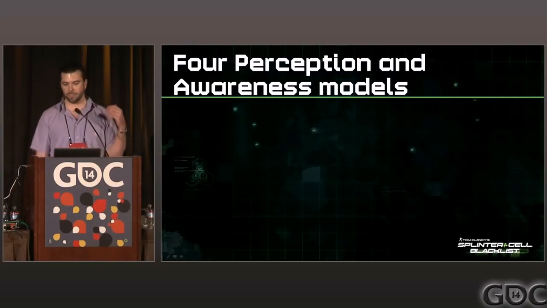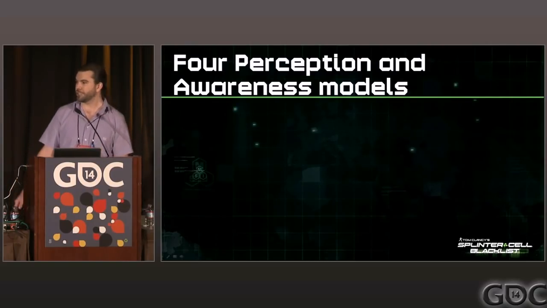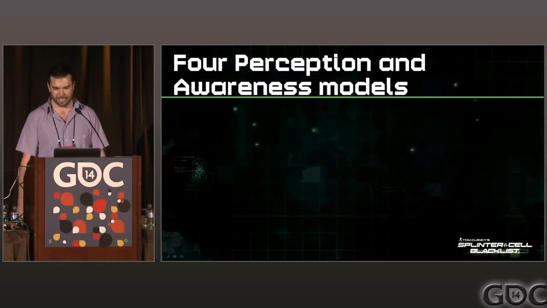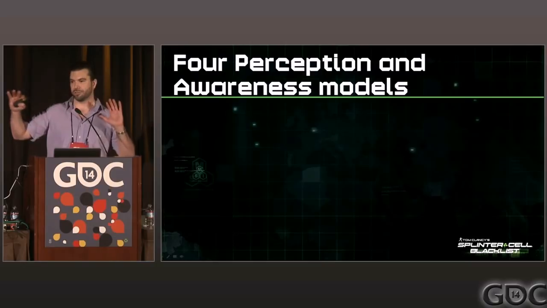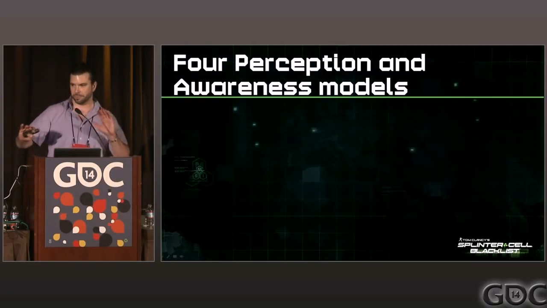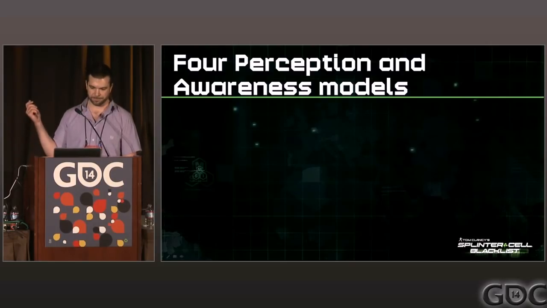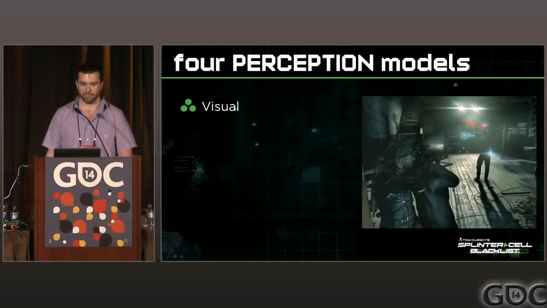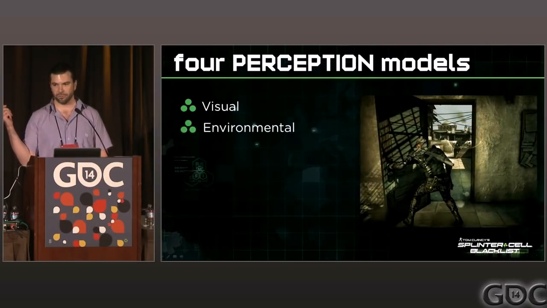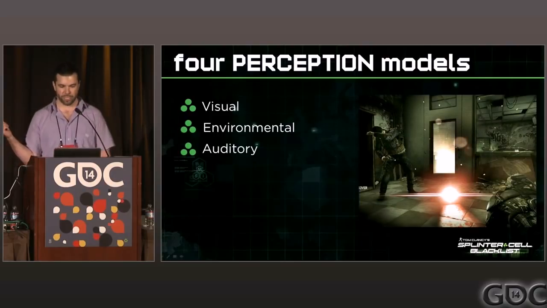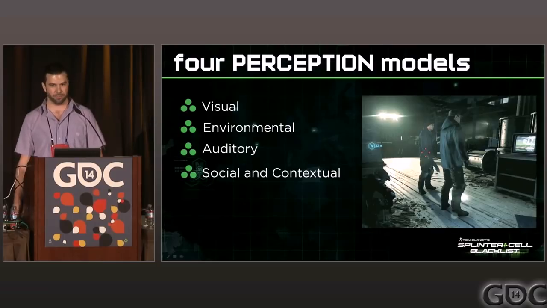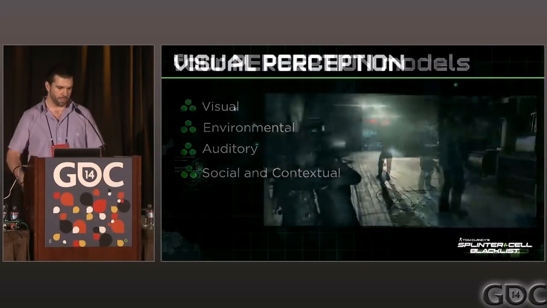So I'm going to talk about 4 types of perception and awareness, but before I jump in, I just want to let you guys know I'm going to stop saying perception and awareness because it's really long and annoying to say. Although they are 2 different things, awareness almost always follows right after perception. So in this talk, I'm going to use those 2 terms interchangeably. Okay, so the 4 models I'm going to talk about are visual, environmental, auditory, and social and contextual, with the 2 most common obviously being visual and auditory. So let's jump right in.